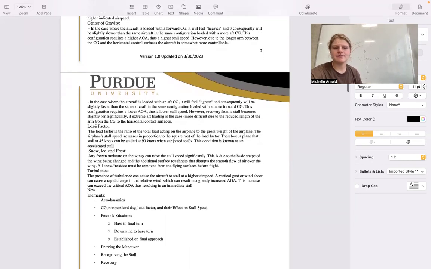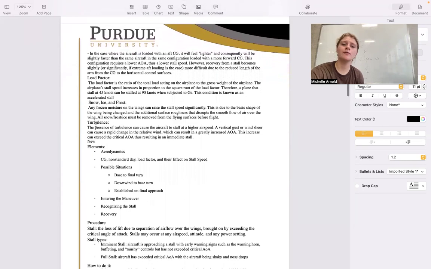All right, and then we have load factor. Load factor is the ratio of the total load acting on the airplane to the gross weight of the plane. The airplane's stall speed increases in proportion to the square root of the load factor. Therefore, a plane that stalls at 45 knots could be stalled at 90 knots when subjected to G's. So this could be if you're in a steep bank or pitching up rapidly. This condition is known as an accelerated stall. That's a different stall that we're not going to be talking about today, but that will cause you to stall at a much higher speed.